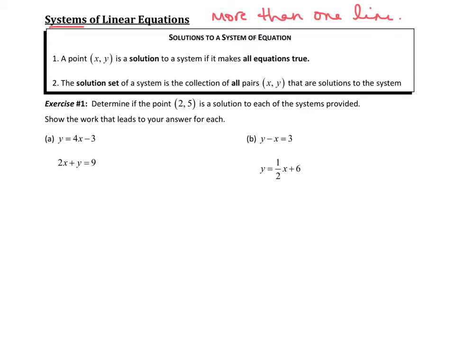And so right here, it talks about what is then a solution to a system of equations. Well, any point is a solution to a system if it makes all equations true. In other words, if you can put that point into both lines and it works for both of them, it's true for both of them, then we would say it is a solution to the entire system. The solution set of a system is the collection of all points, all xy pairs, that are solutions to the system.